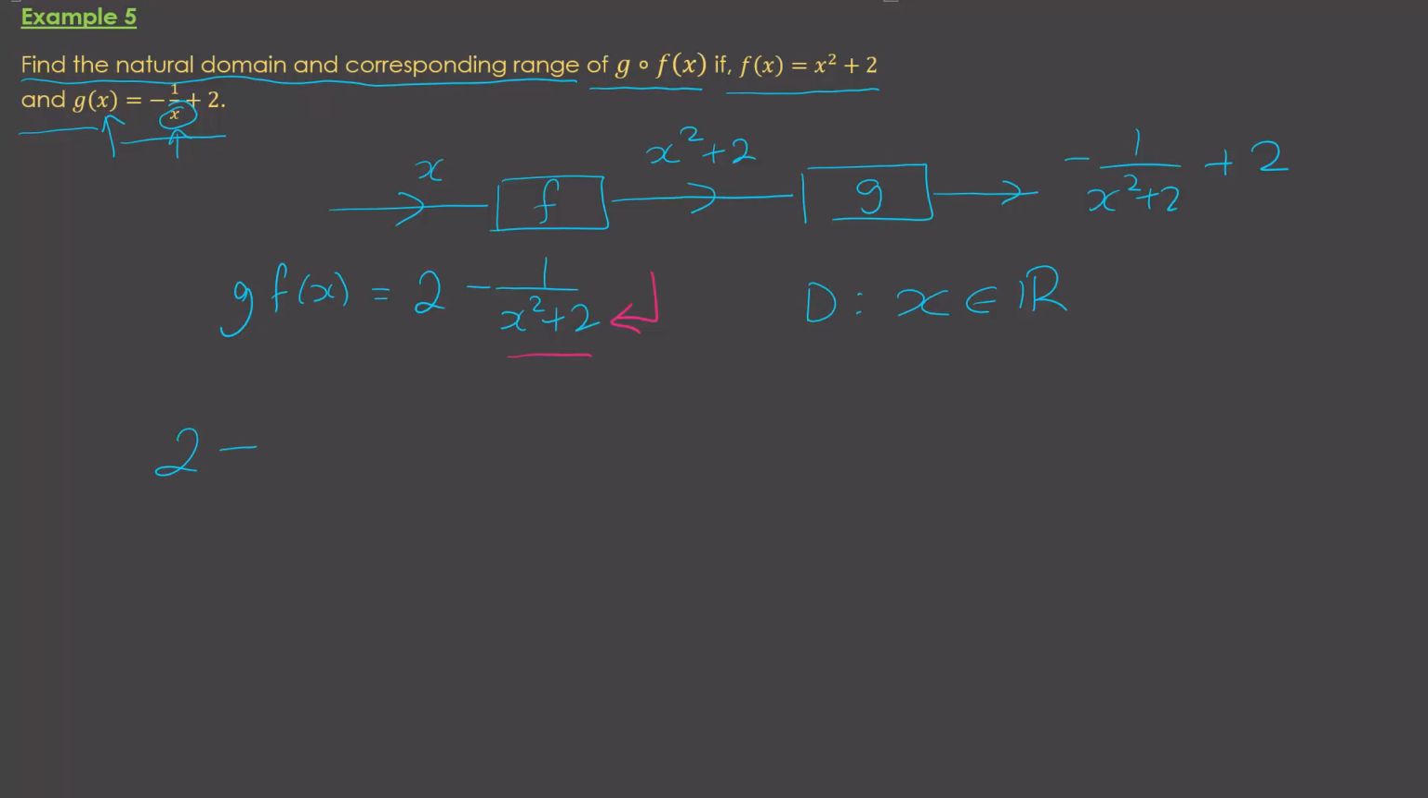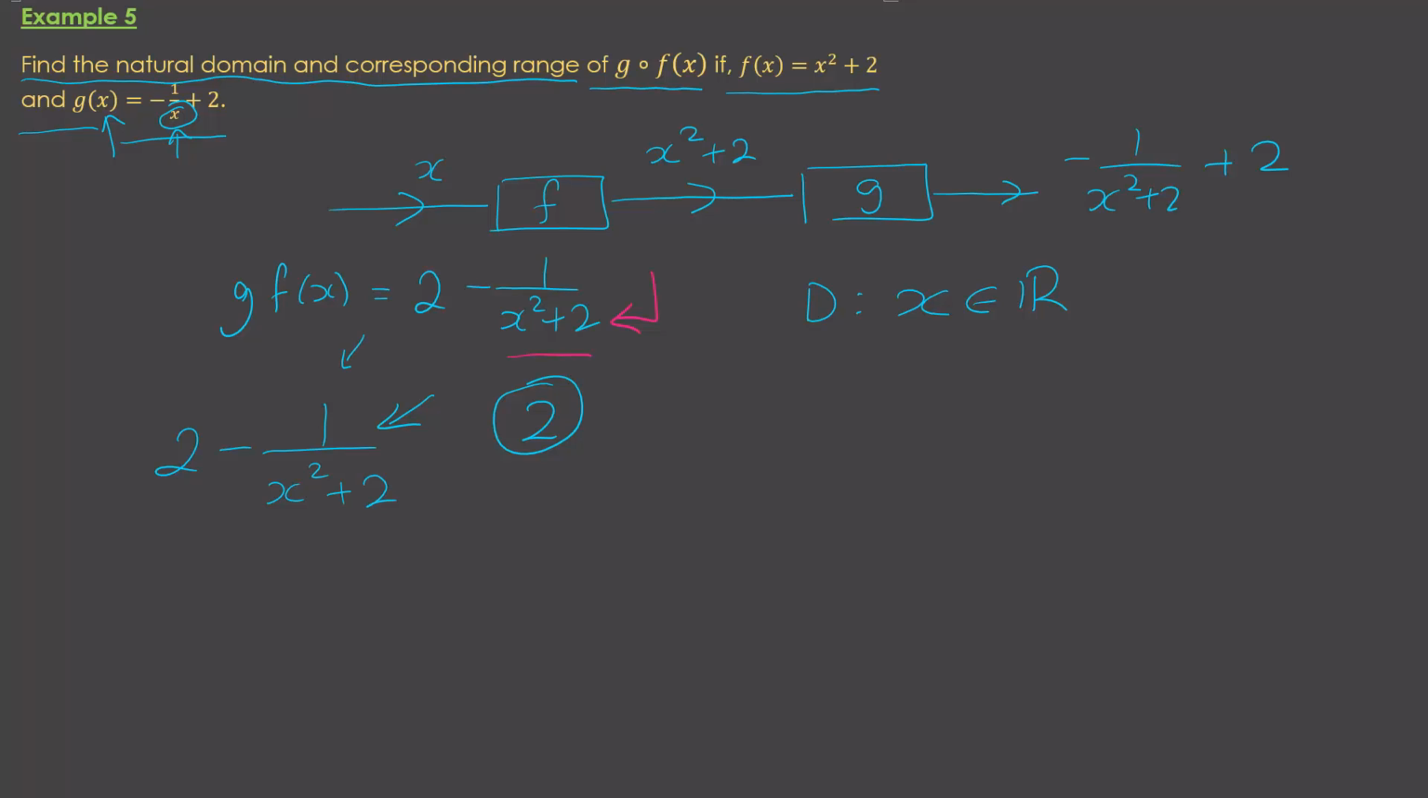So our function is 2 take away 1 over x squared plus 2. Now, x squared plus 2 is always positive, so it's 2 take away something that's positive. So the largest that this function can possibly be is 2. What's the smallest it can be?